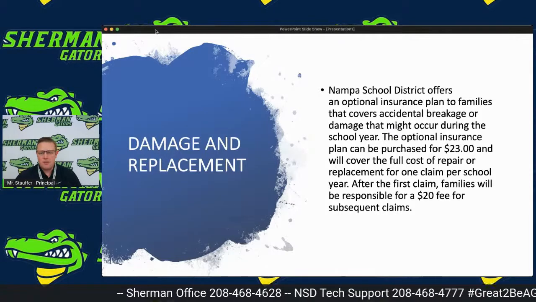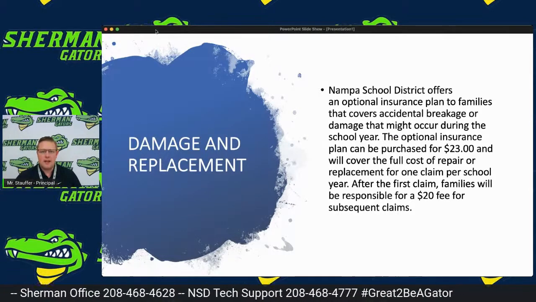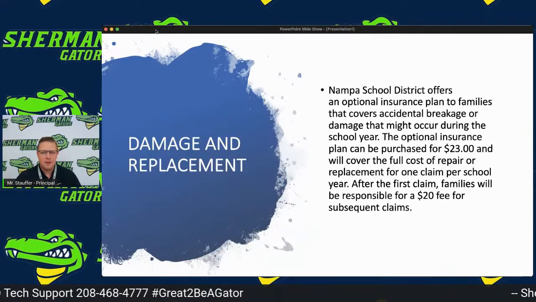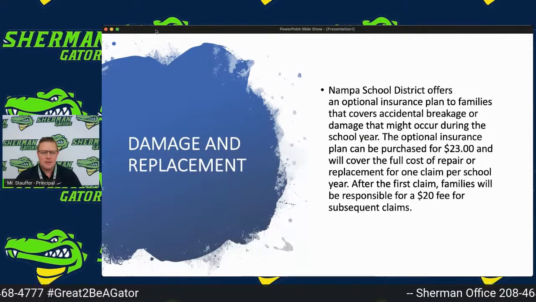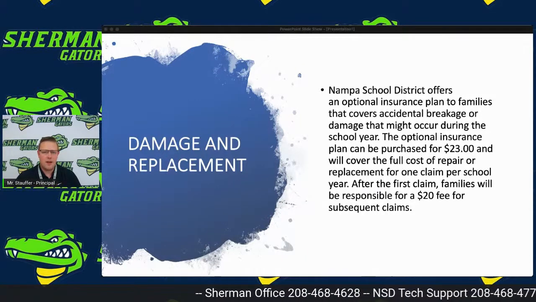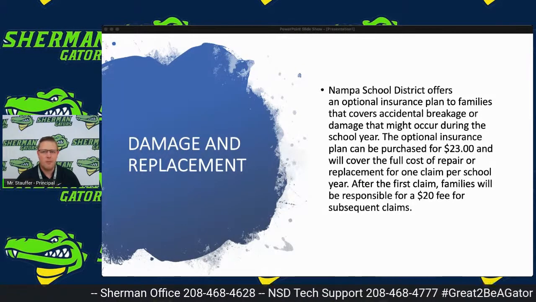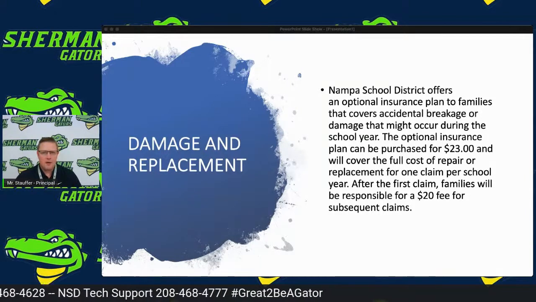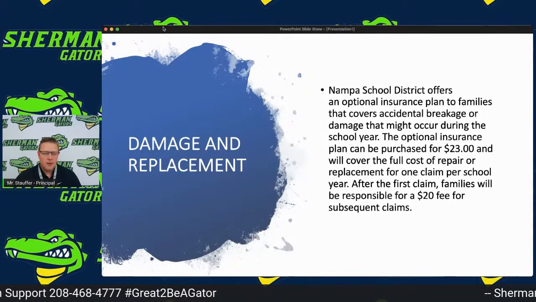It's the same insurance plan that we've had for those who've been in secondary. If you have any students who are in the secondary, it's the same concept. And really what it does is it provides an opportunity for families to cover their device if anything should happen to it while it's at home. The insurance is $23, and it will take care of 1 claim per school year.